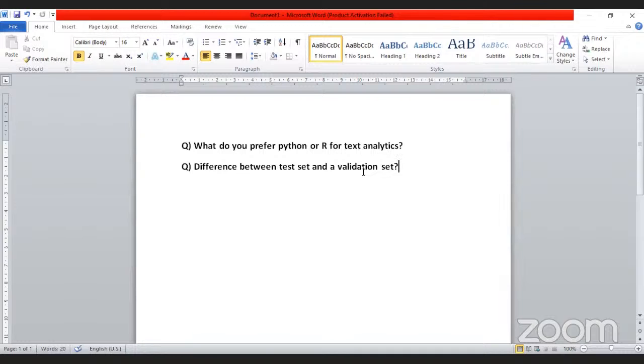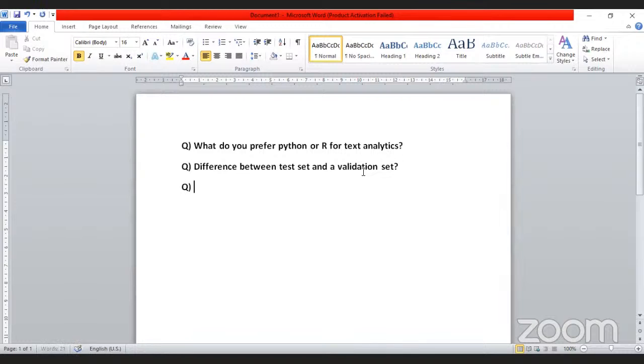Right. Okay, so we will go for our next question. What do you understand by linear regression and logistic regression?